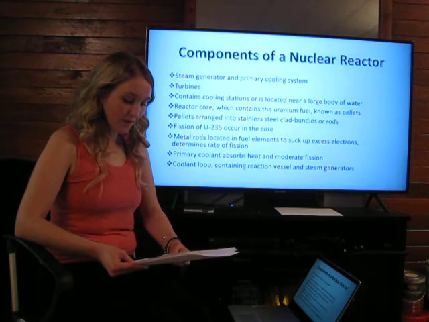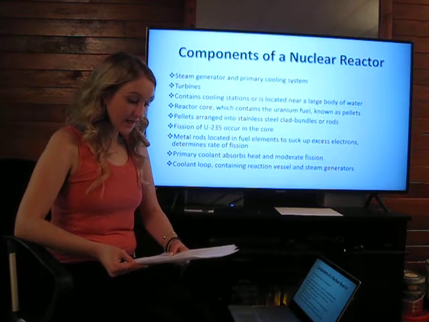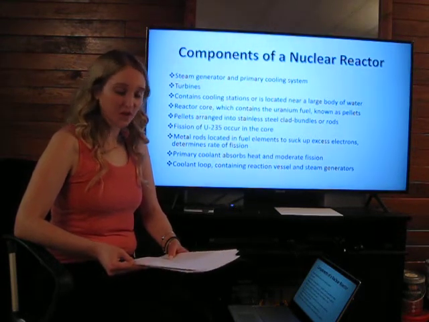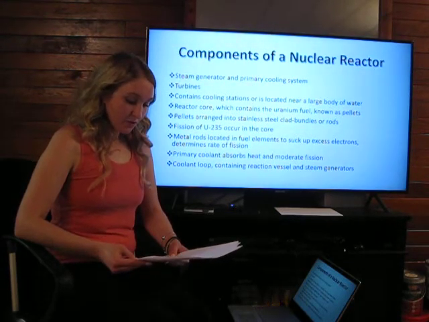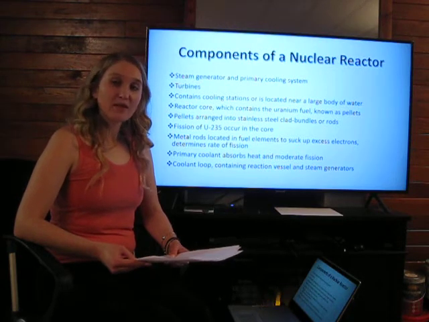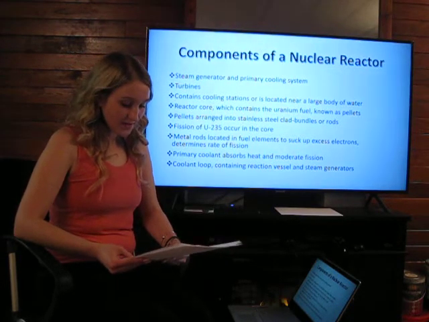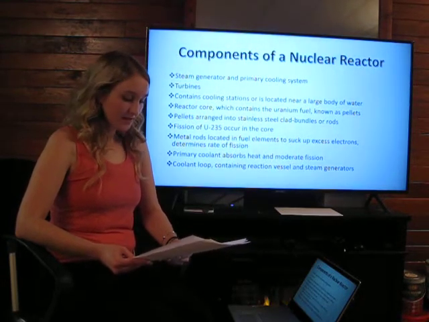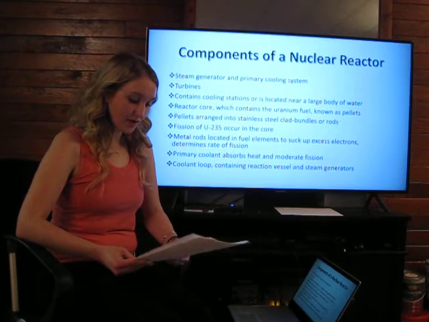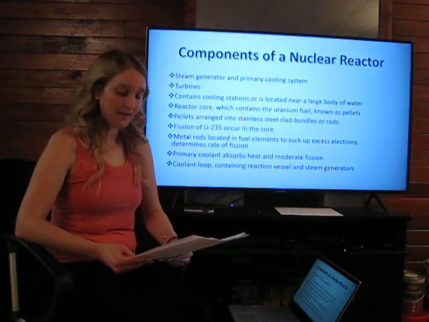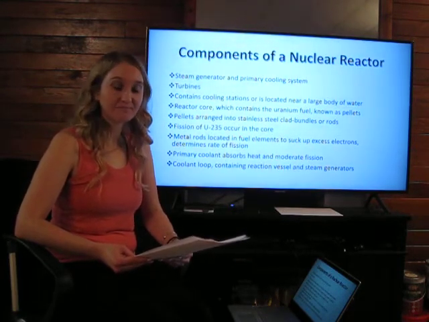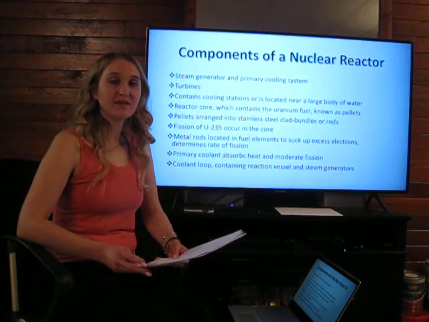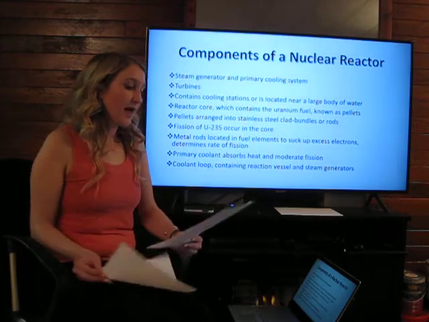Metal rods are found among the fuel elements, sucking out excess neutrons. The rod position determines the rate of fission. The fuel bundles and control rods are lathered in a primary coolant. When this coolant interacts with them, it carries away heat. This solution also absorbs the heat generated by the nuclear reaction as well as moderates the rate of fission. It runs in a closed cycle, going from the reaction vessel to the steam generators and back again.